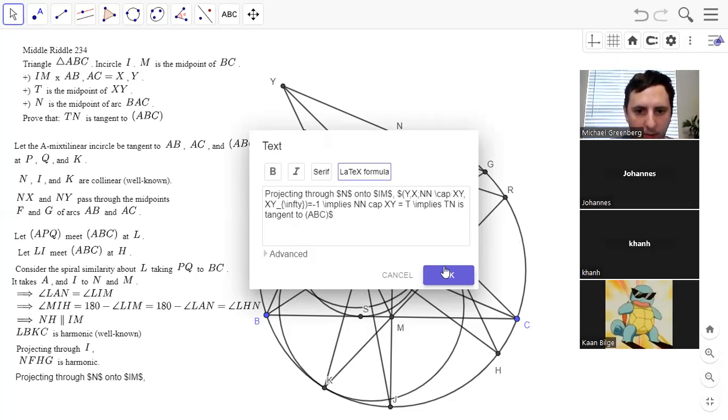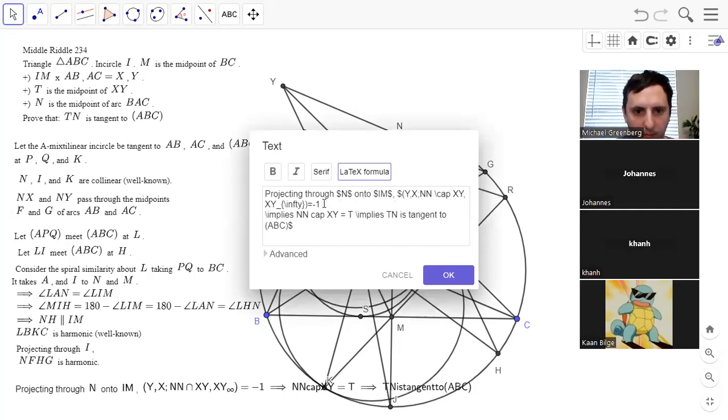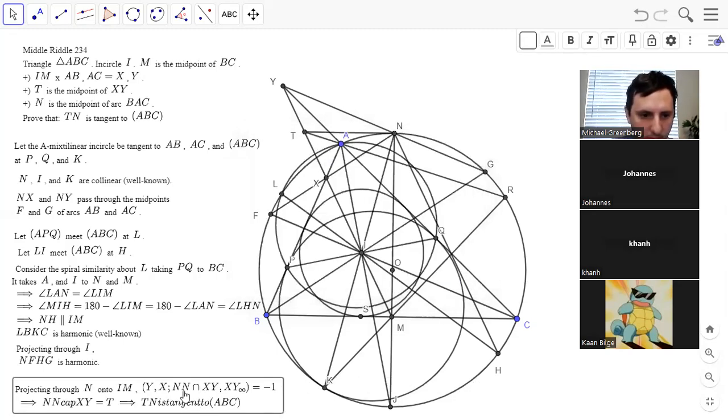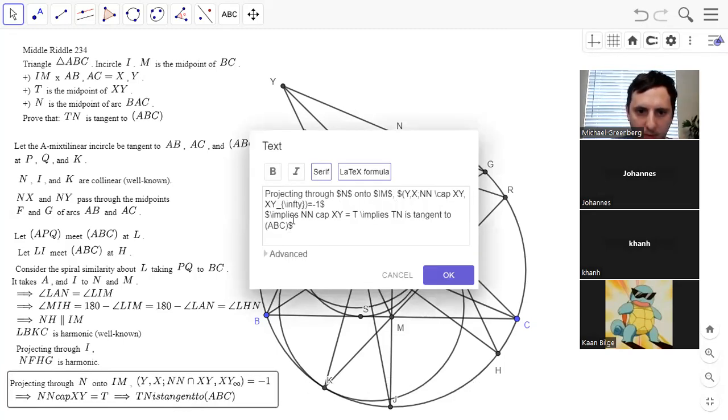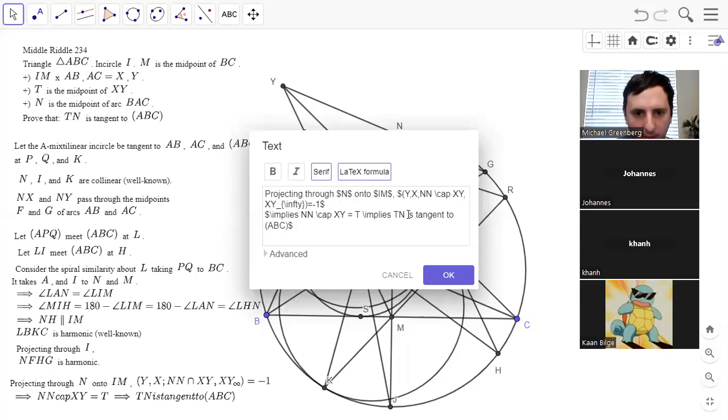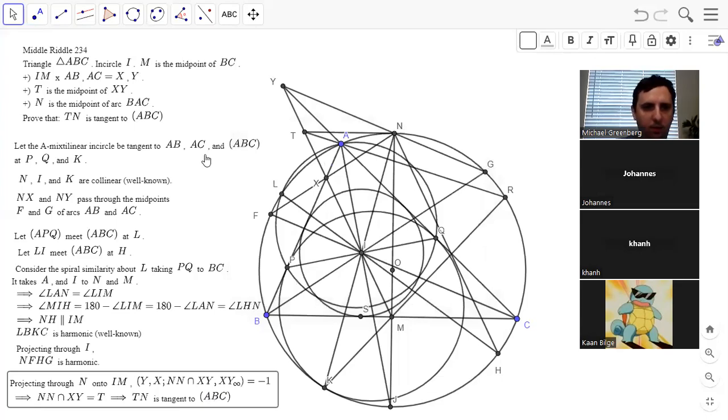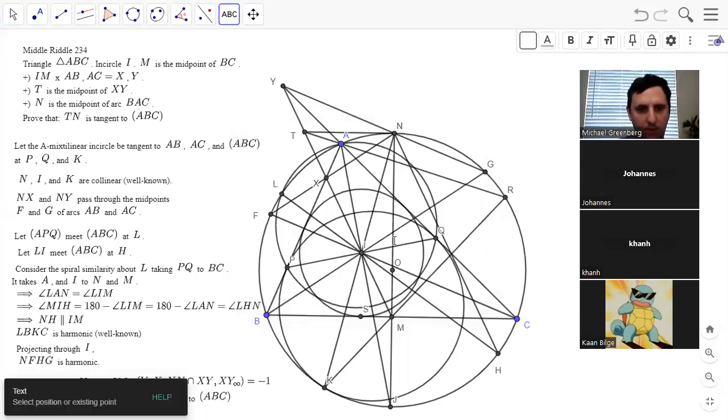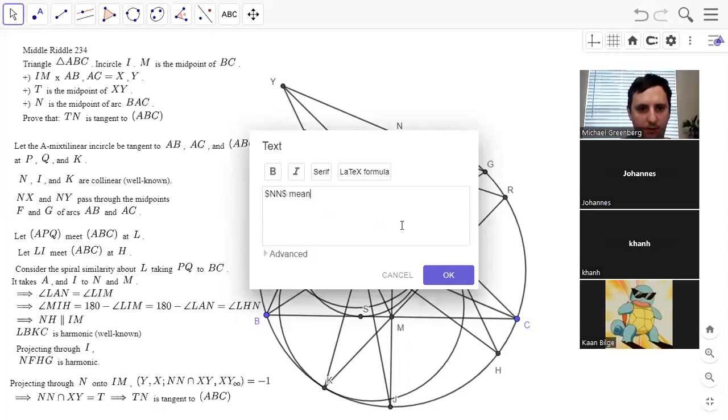All right. So let's see. I'll break this up into two lines and make it look a little better. Need to put a few backslashes and add this. Okay. So NN means tangent to ABC at N.